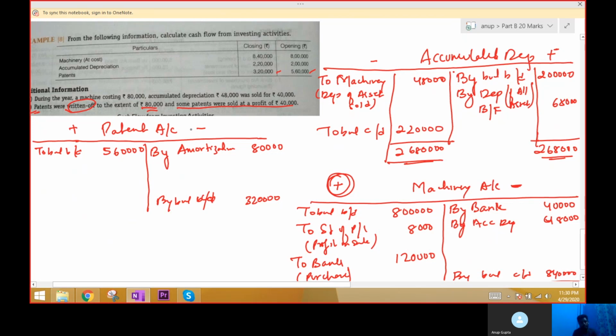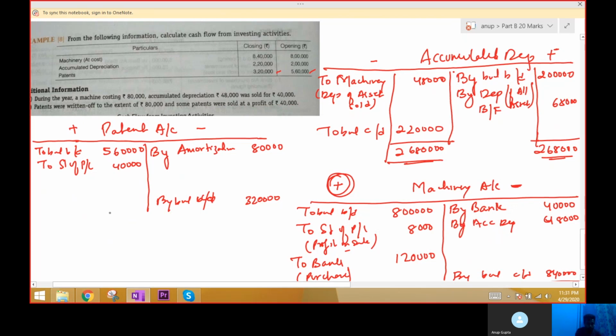Like I said, profit on sale will always be debited. Like in the machinery account, where profit is debited, similarly profit will be debited here in the statement of profit and loss, to the extent of 40,000. Is there anything mentioned about patent? No, sir. Everything is recorded. Very good. So now we will balance.